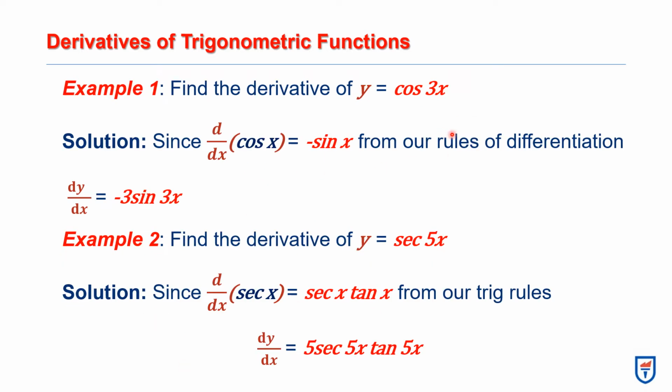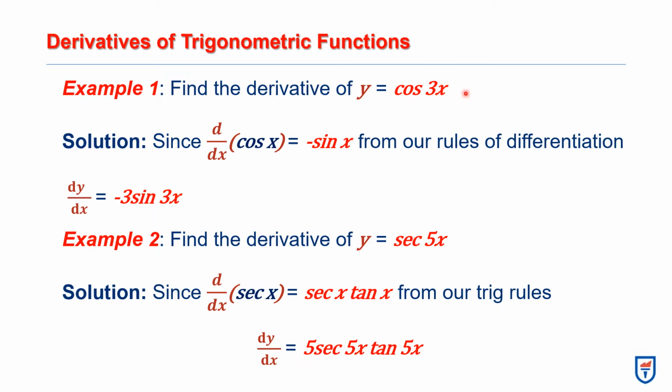Let's now look at some examples of finding the derivative of trigonometrical functions. We have our first example, which says, find the derivative of y equals cos 3x. From our differential rules, we know that the derivative of cos x is equal to minus sine x. But in this case, we have y equals cos 3x. We don't have an x in front of cos, but we have 3x. So we can use the chain rule to differentiate, letting u equal 3x.